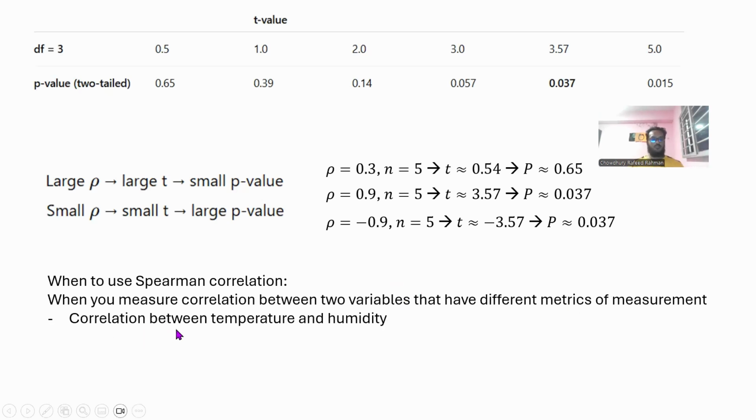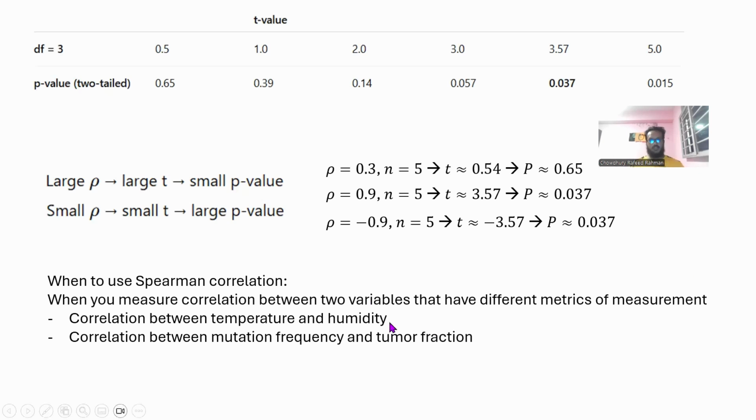You don't care about the actual value itself because the metrics themselves are different, so rank comes into play. For example, if you want to get the correlation between temperature and humidity, temperature has a different metric of measurement, humidity has a different metric of measurement, so they are both different. Also, if you want to measure the correlation between mutation frequency and tumor fraction, two very different things, but can be found in the same human body, you can try to do that as well.